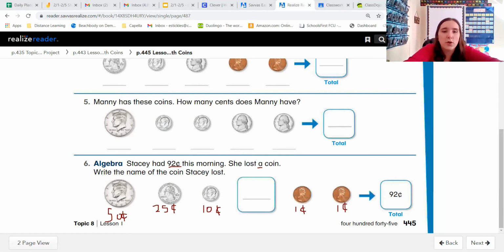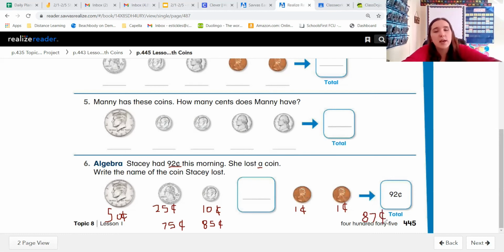so far. So 50 plus 25 is what? 75 cents. Plus 10 more is what? 85 cents. And then plus 2 pennies would be plus 2 more. So what's 85 cents plus 2 cents? 87 cents. So right now she has a total of 87 cents.